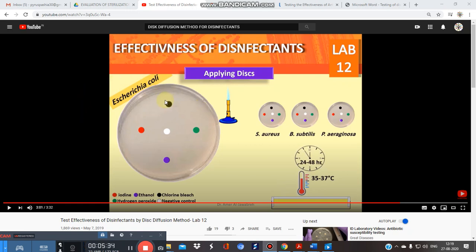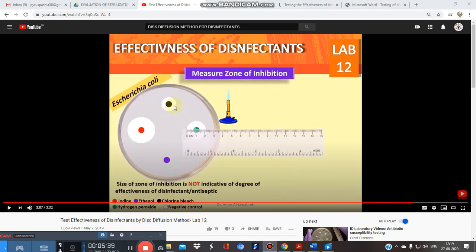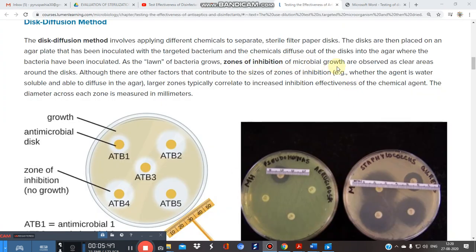So what will be the next procedure? Yes, the zone of inhibition will appear. So in this way, the zones of inhibition appear, and we will measure them. Just see this, the zone of inhibition of microbial growth is observed around the discs this way. Okay, this is a zone of inhibition where there is no growth of this bacteria. And this is our antimicrobial disc, or you can say disinfectant disc, because we have submerged it in different types of disinfectant to measure their efficacy.